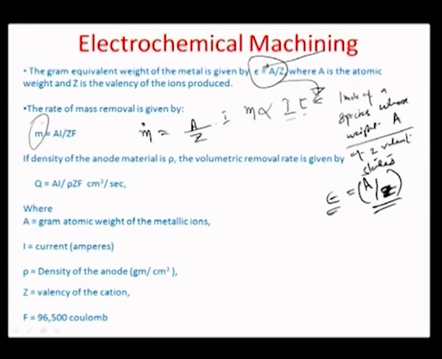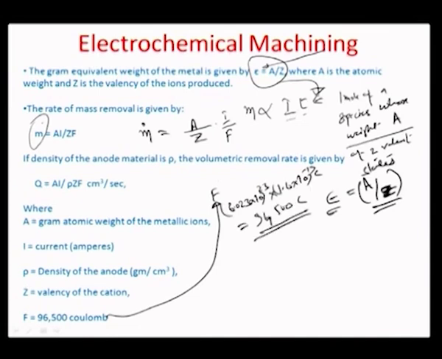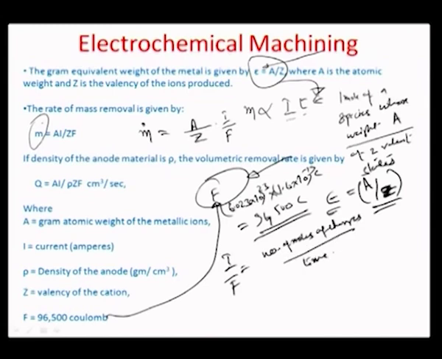This is given by the term I by F, where F, as I already mentioned, is 96,500 coulomb, which is actually the charge of 1 mole of electrons, 6.023 times 10 to the power of 23 times 1.6 times 10 to the power of minus 19. This is the charge on 1 electron. So 1 mole of electrons would have a total charge of 96,500 coulombs. That's what the Faraday F term would be in this process. So I by F is really indicative of the number of moles of charges per unit time which flows into the system.